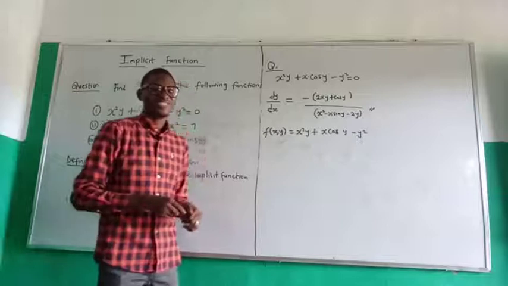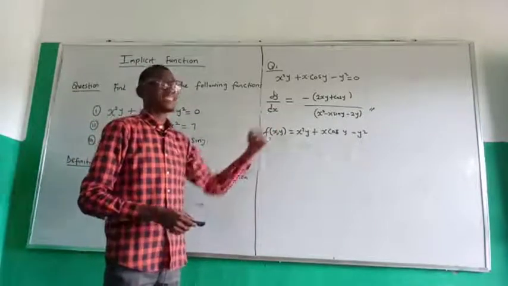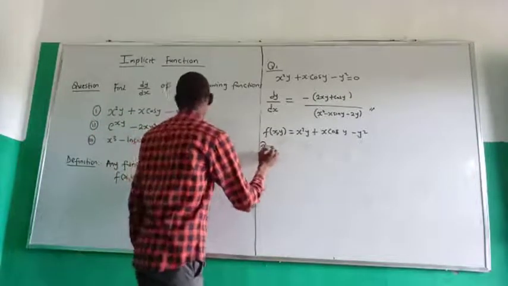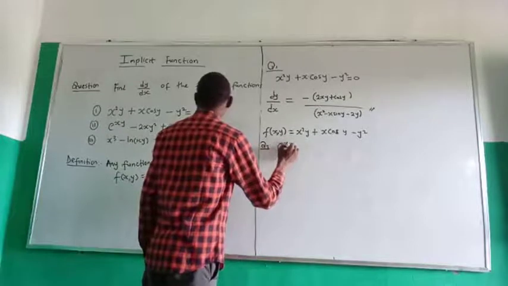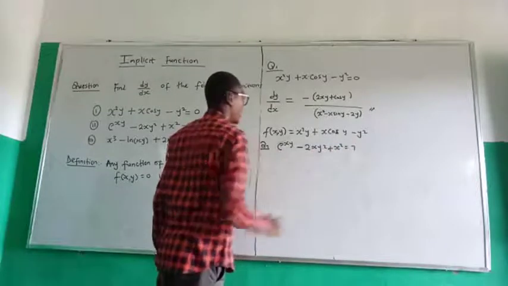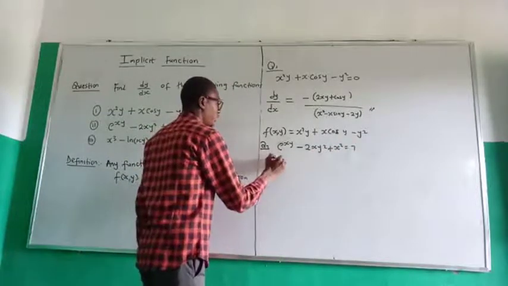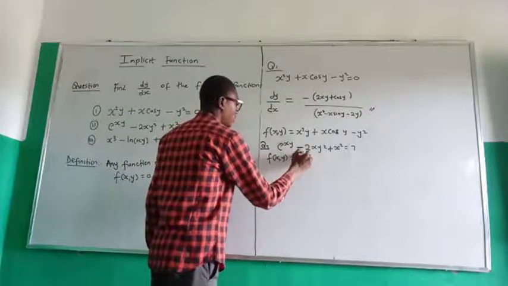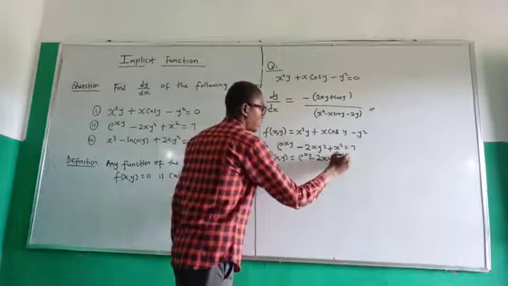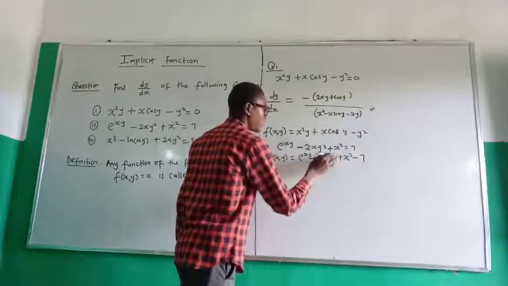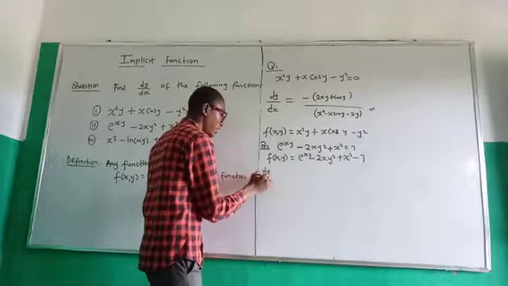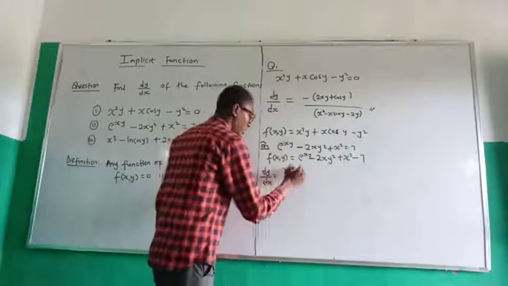So this is the final answer to that question. You can see the question is very simple to solve using this trick, using this shortcut. Okay, second question. Question 2. You have exponential xy minus 2xy squared plus x squared is equal to 7. Now you can write this in form of f of x, y to be exponential xy minus 2xy squared plus x squared minus 7. Don't forget we want to differentiate this, that is the dy/dx. We are still using our formula.